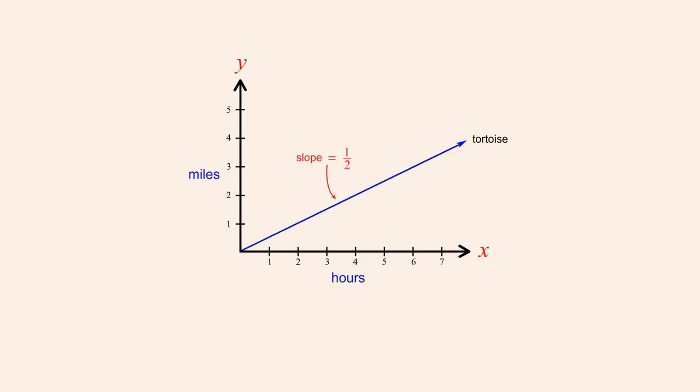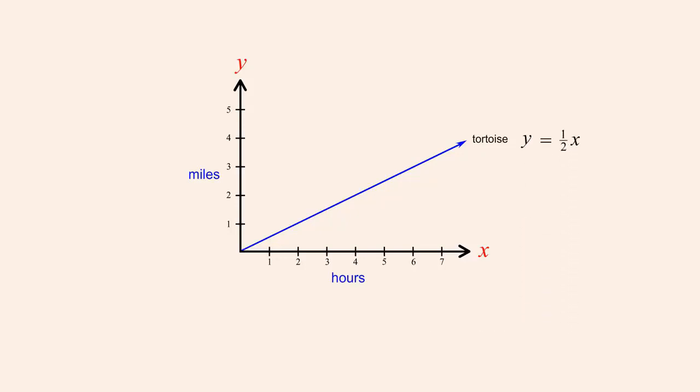Since we know that this graph intercepts the y-axis at the origin, we can use the slope-intercept form to write the equation for this line. The value of the constant m in this equation is the slope of the line, 1/2, and the value of b is the y-intercept, 0. Eliminating the 0, we see that the equation for this line is y equals 1/2 x.